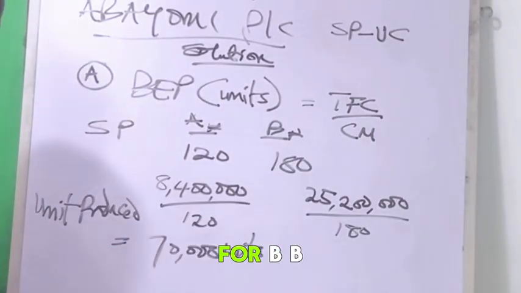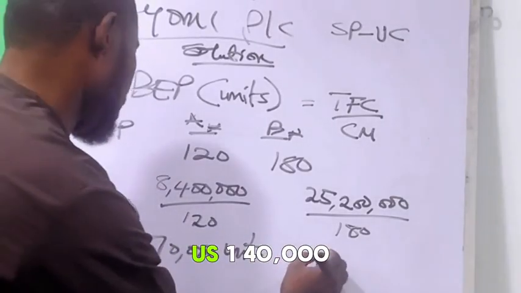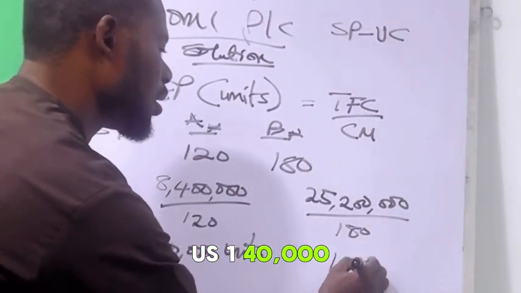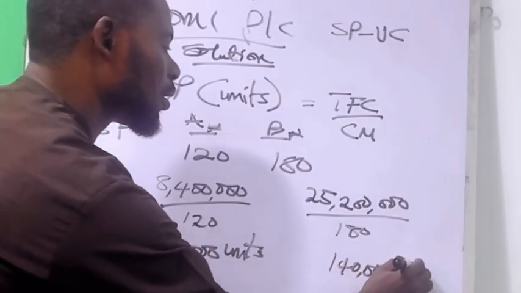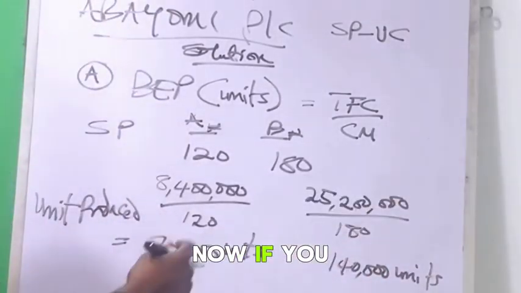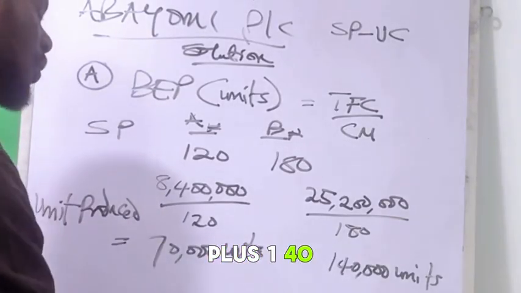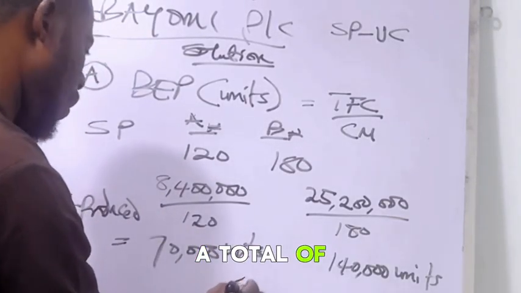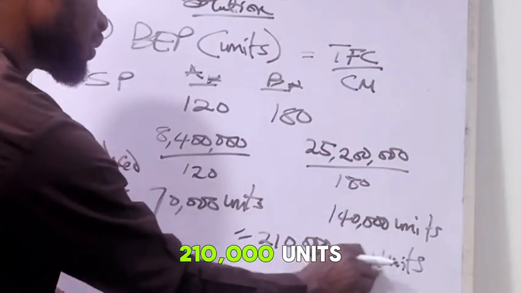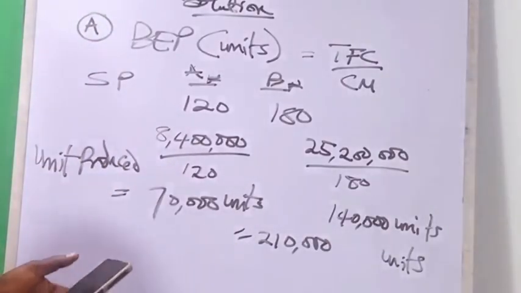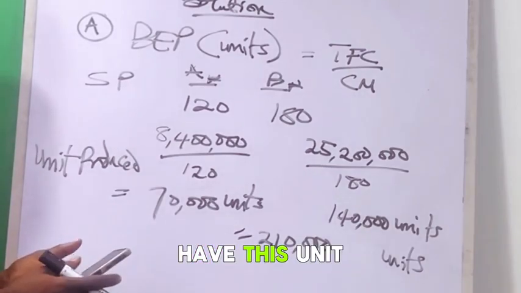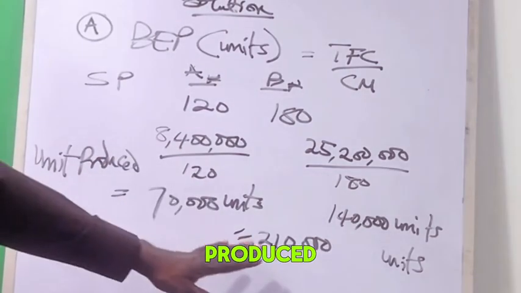For this other one, for B, it is 25,200 divided by 180. That will give us 140,000 units. Now, if you add this plus this, 70,000 units plus 140,000 units, it gives us a total of 210,000 units. Okay? So we have this unit. This is the number of units produced.